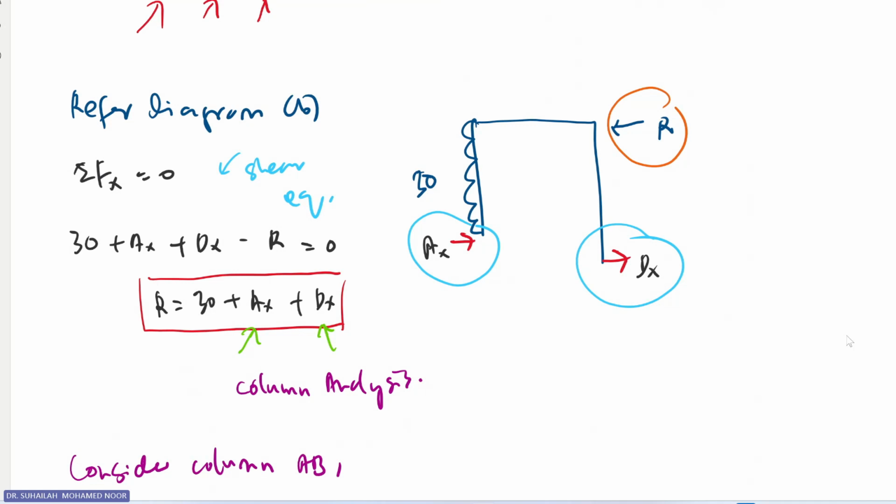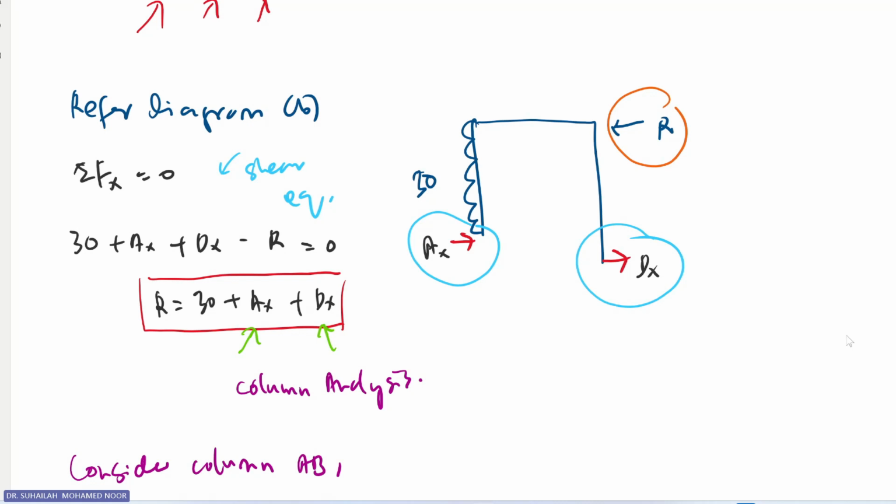So it is positive AX, positive DX, and negative R, the restraining force, equal to 0. From this we can get R. So how to get R? Whenever AX and DX are calculated, we have to calculate AX, we have to calculate DX, then only we can get the R value.